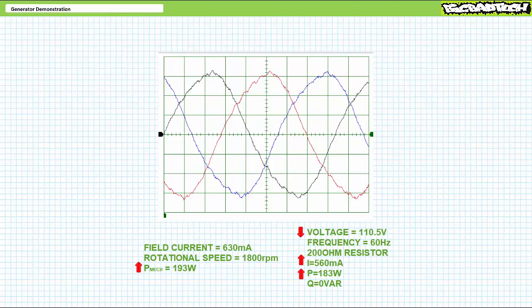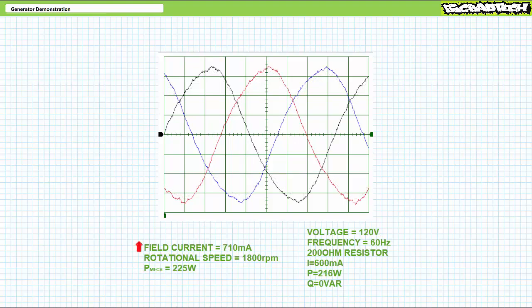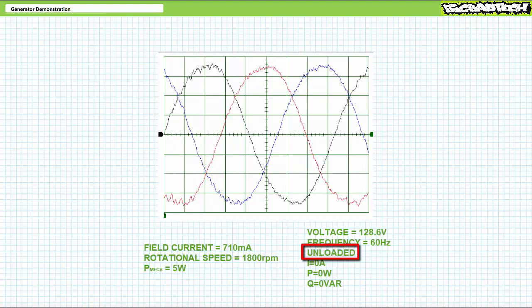Again, a solution to this disturbance is to increase field current. At roughly 710 milliamperes of field current, voltage magnitude stabilizes at the desired 120 volts. All is well, but now consider what happens when this load is suddenly disconnected. In this doubly compensated state, voltage magnitude surges to 128.6 volts.